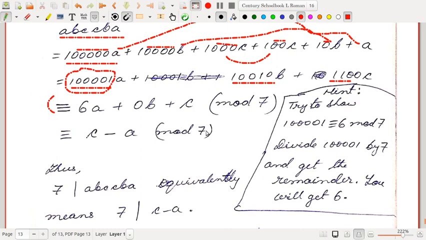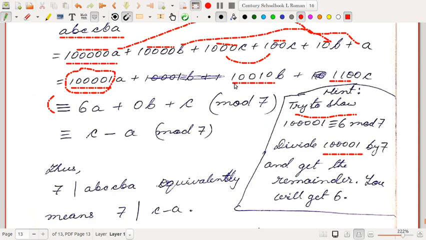I have already done the division. You do it yourself, and try to show that you divide 100001 by 7 and get the remainder 6. Even if you don't get 6, let me know, then I can see whether I have made a mistake. So this is congruent to 6, and by properties of congruence, if A is congruent to B and C is congruent to D, then their product AC is congruent to BD. So 100001 times A is congruent to 6 times A.